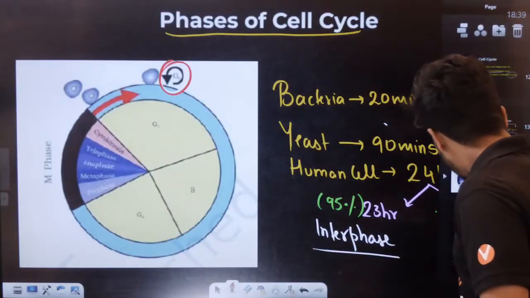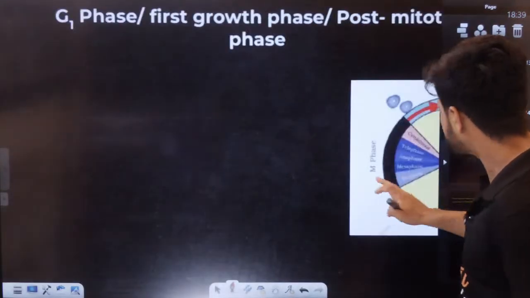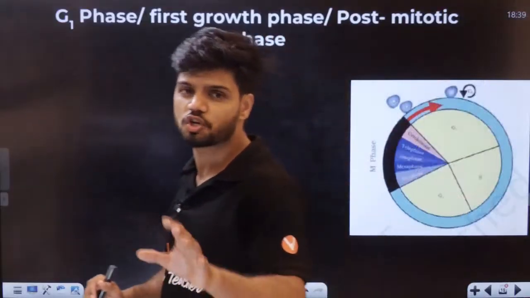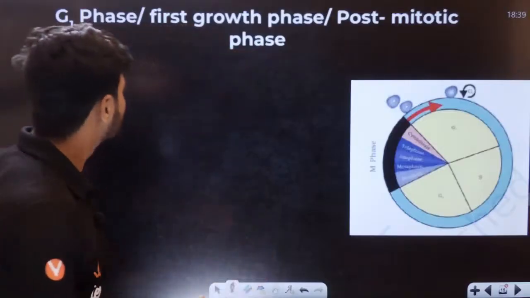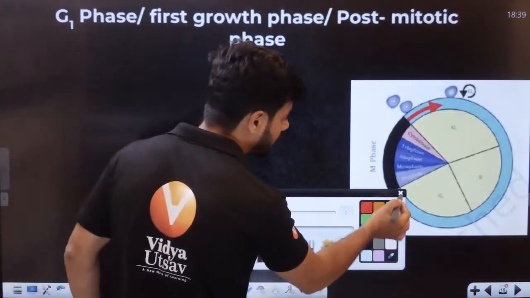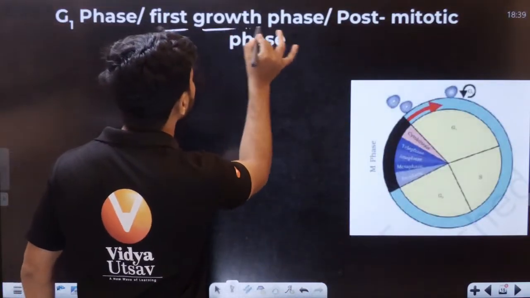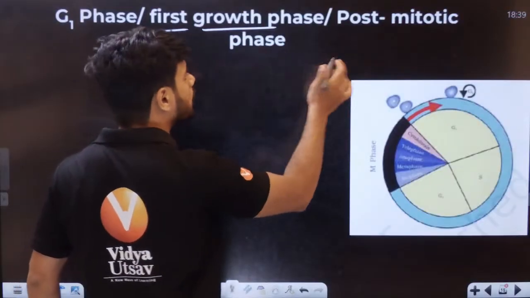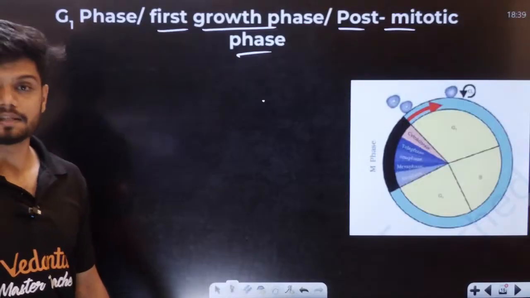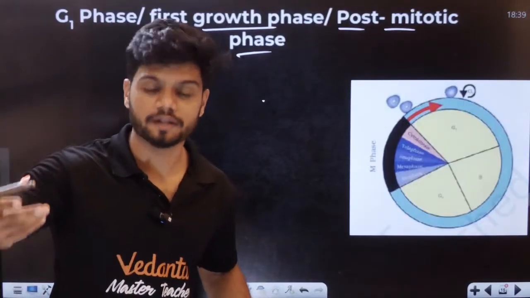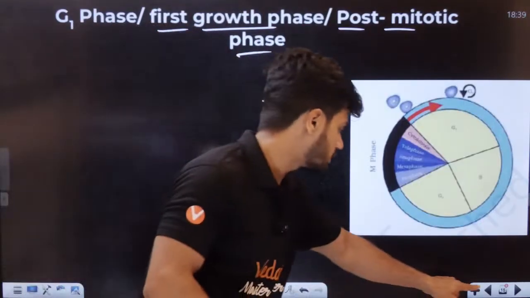Now I want all of you to understand here. What exactly happens in the case of G1? G1 phase is also called the first growth phase. It is also called the post-mitotic phase. Now you might be wondering why, sir? Why is it called post-mitotic? Let me give you a perspective, students. Listen to me very carefully.